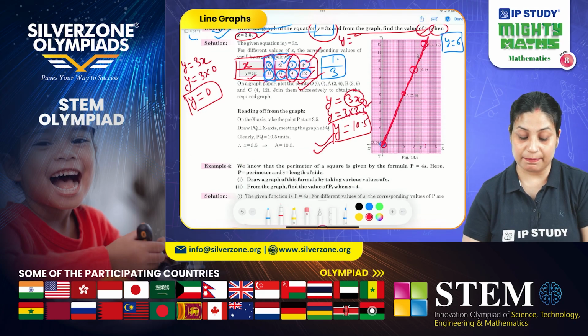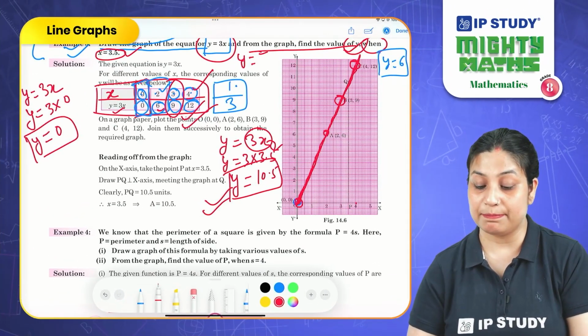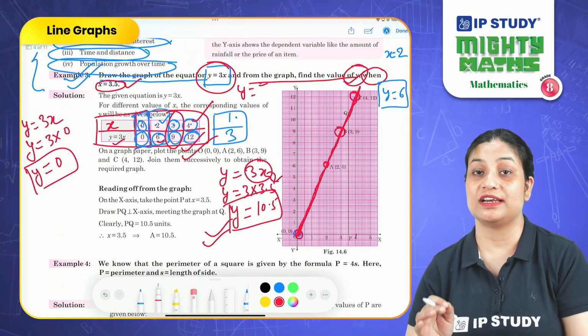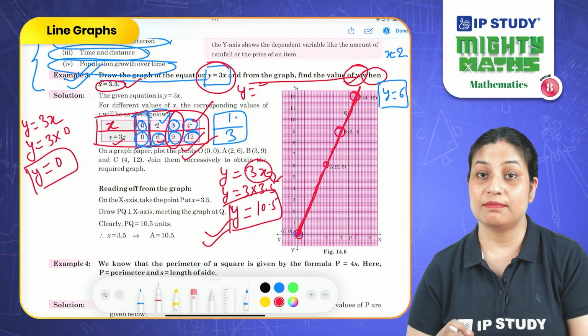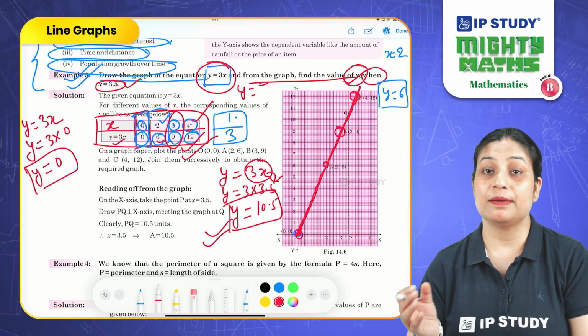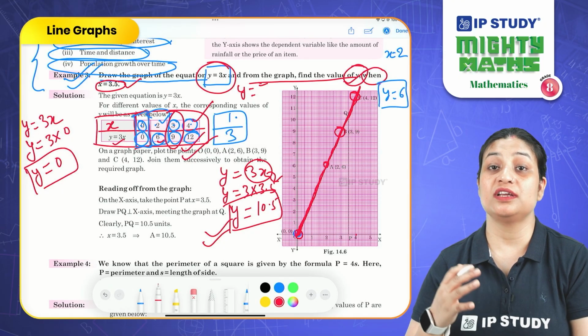So I hope this example is clear to you. This example tells you how to plot a line graph on a graph paper by finding ordered pairs depending upon the equation or condition given to you.